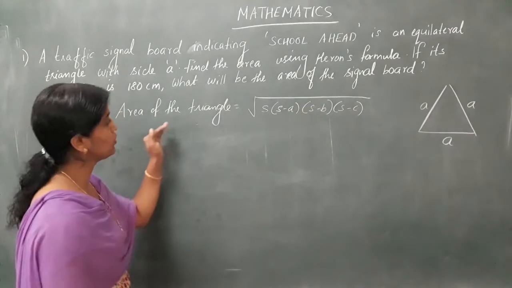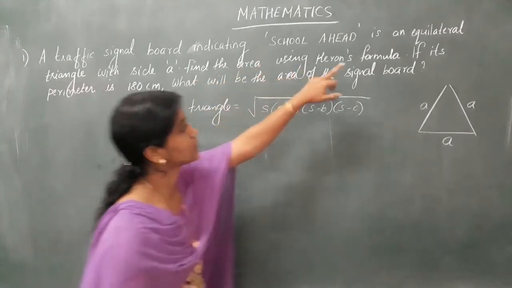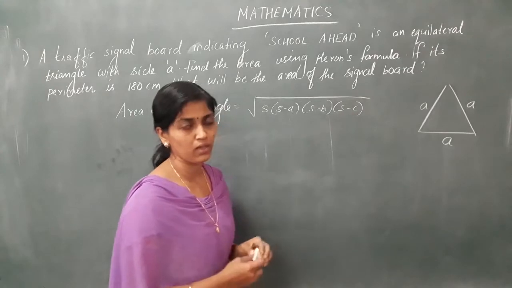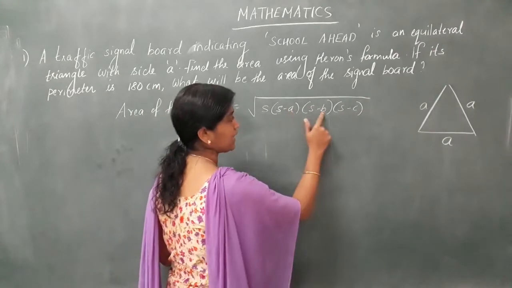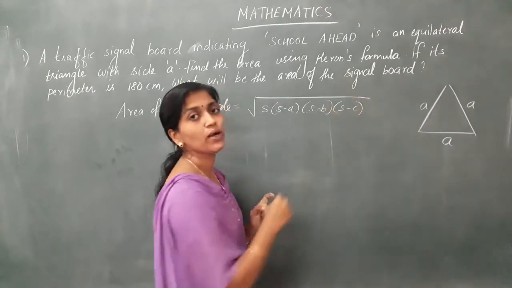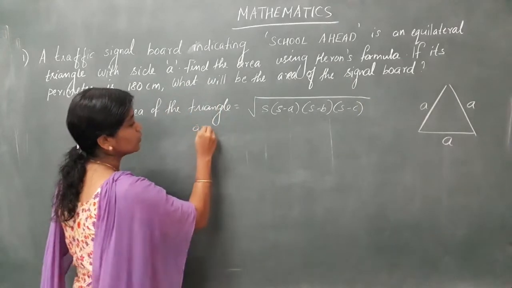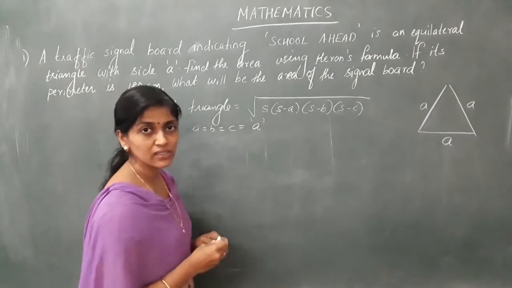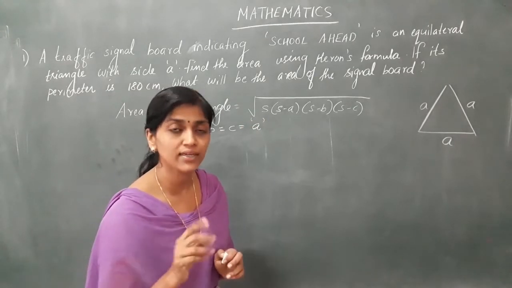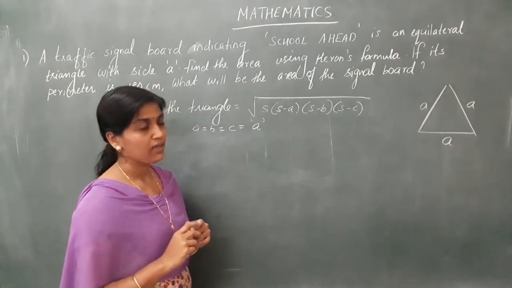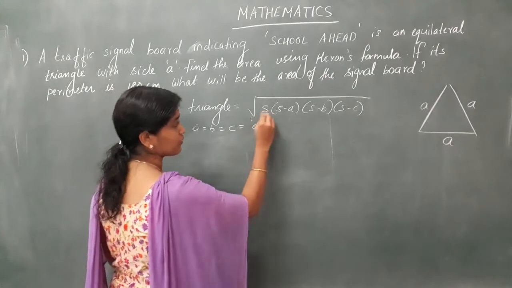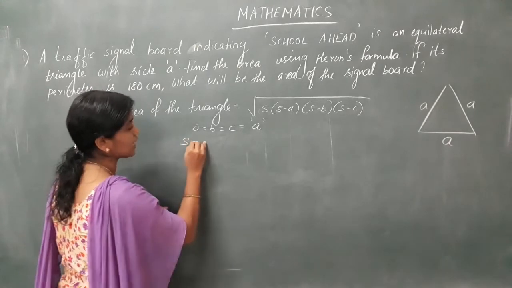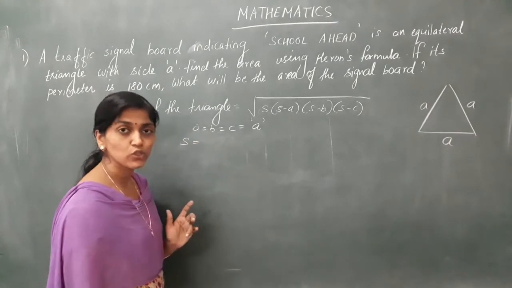And here we are going to find the area of the equilateral triangle, isn't it? So we know all sides are equal. What does it mean? A, B, C all are equal to what? A. That is A is equal to B is equal to C is equal to A. Why is it so? Because it is an equilateral triangle. Okay. Now to find the area, we know first we have to find this S. So S is equal to, we know it is A plus B plus C by 2.